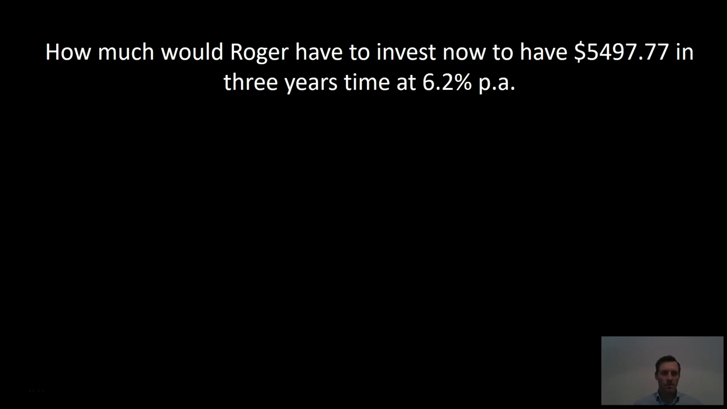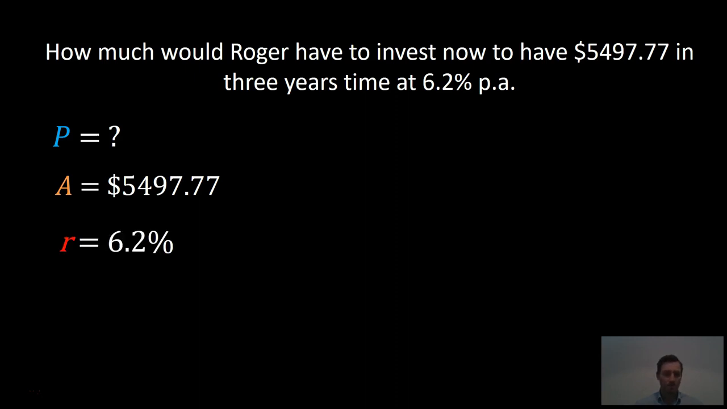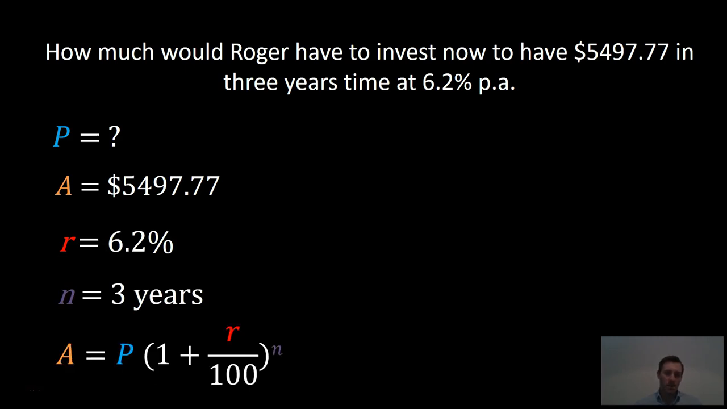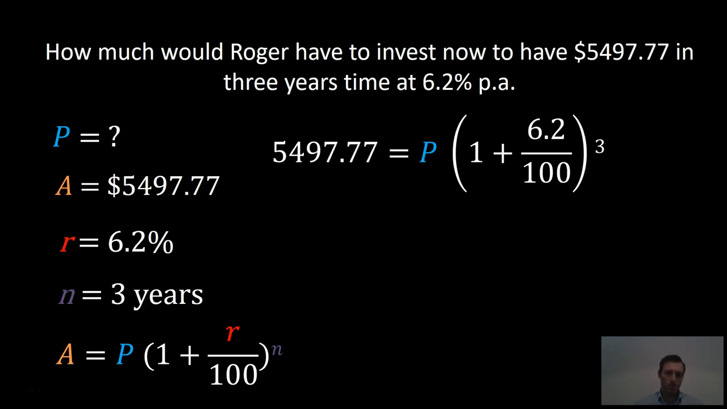Let's look at another example. How much would Roger have to invest now to have $5,497.77 in 3 years at 6.2% per annum? This time we're trying to find out what he would need to invest. So we're trying to find out what P or principal is. We know he's trying to have a final value of $5,497.77. This could be for any number of reasons. Maybe he needs to purchase something that amount. The rate is 6.2%. Time is 3 years. And we're going to use the formula where we convert the rate to a decimal within the formula.